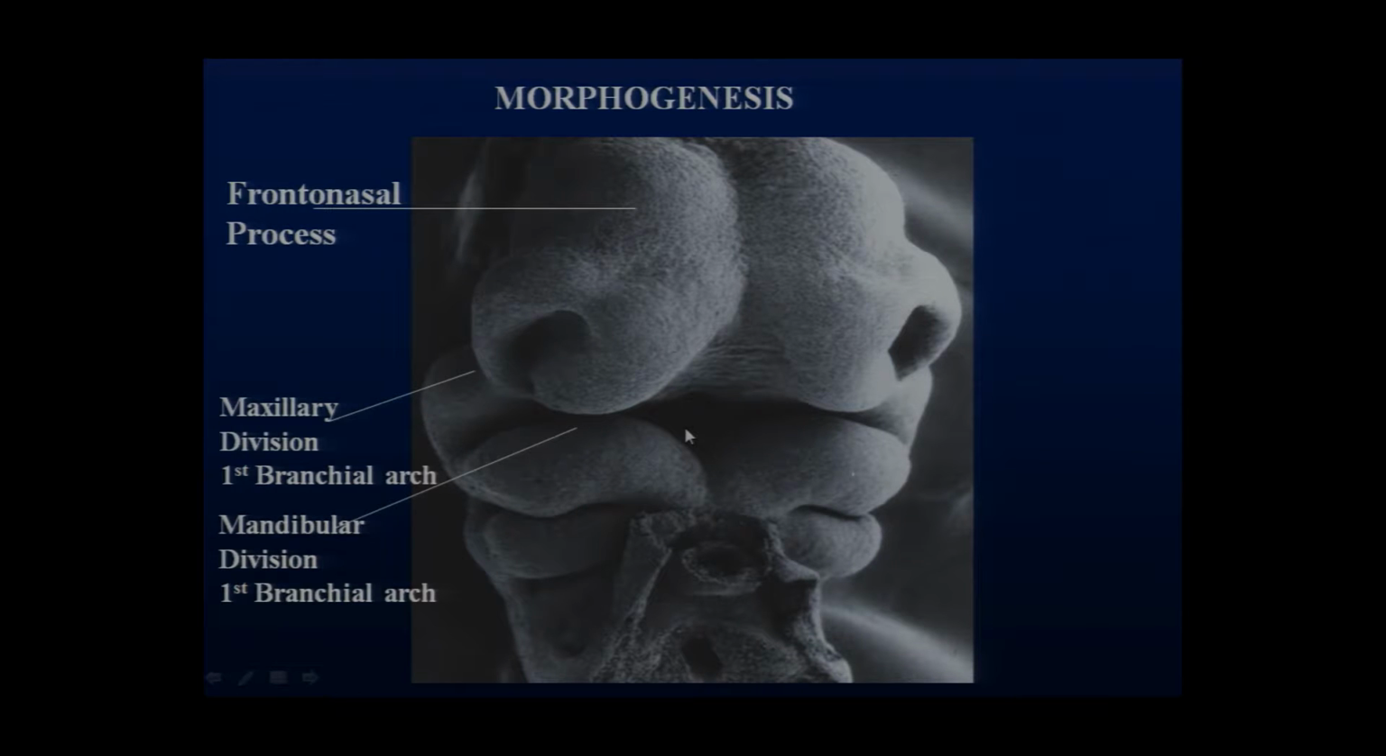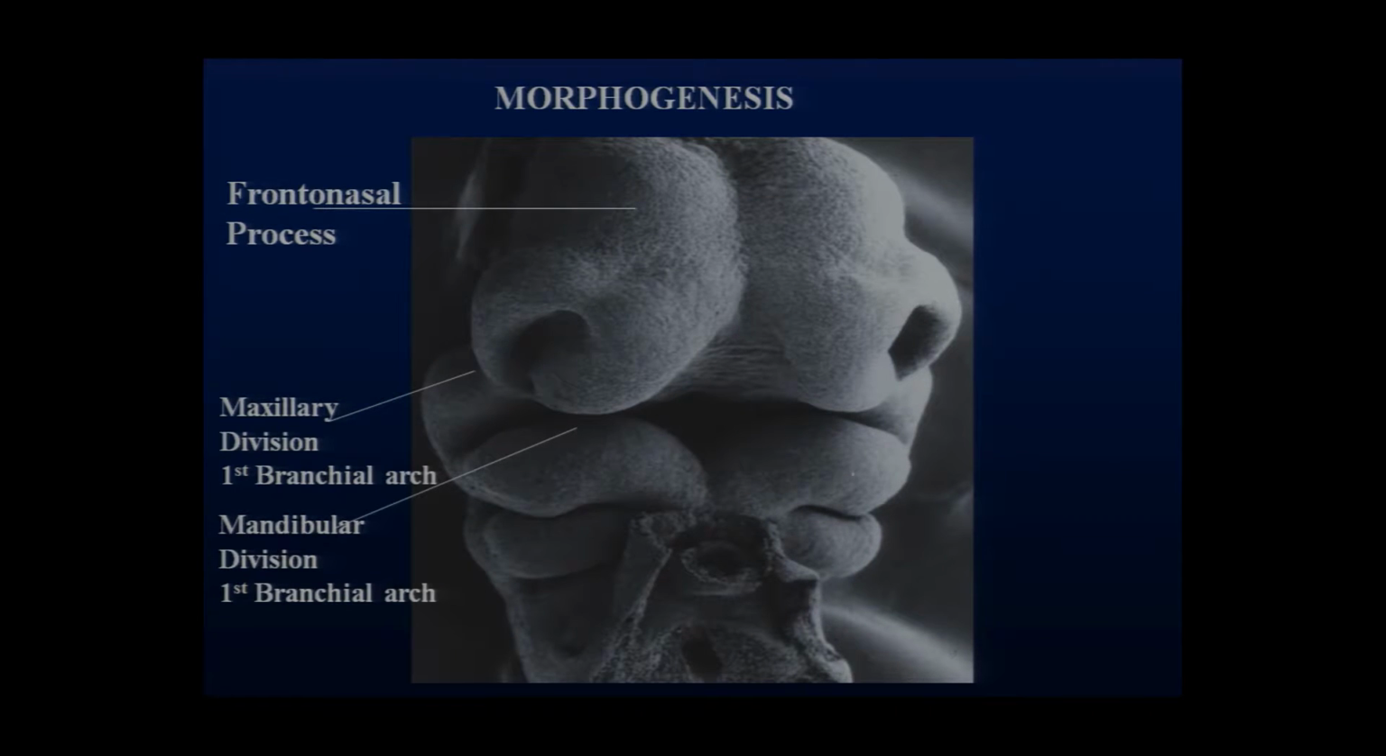And then we get to morphogenesis. Within a few weeks, right, we start to see these structures form. The branchial arches, the frontonasal process, the maxillary and mandibular division of the first branchial arch. The frontonasal process will become your forehead and your nose. You can see the nostrils there. The maxillary and mandibular divisions of the first branchial arch will become the maxilla and the mandible.